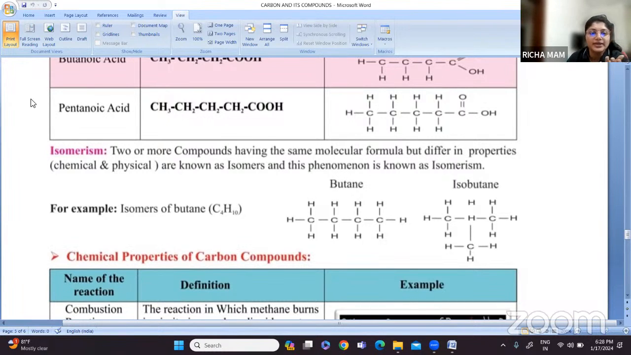So isomerism: two or more compounds having the same molecular formula. When you have two or more compounds with the same molecular formula, but they differ in their chemical and physical properties.